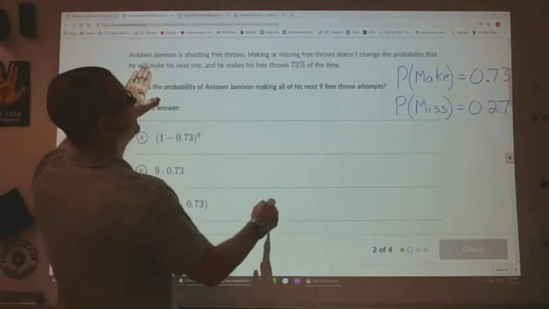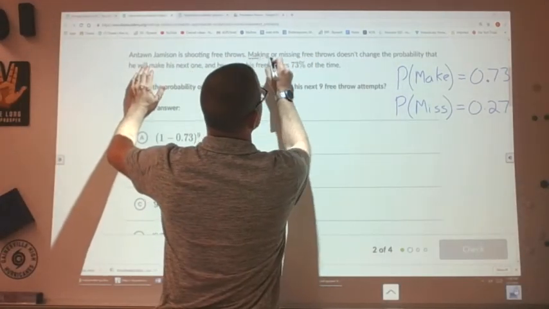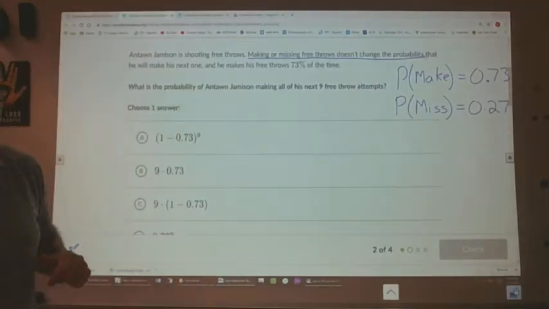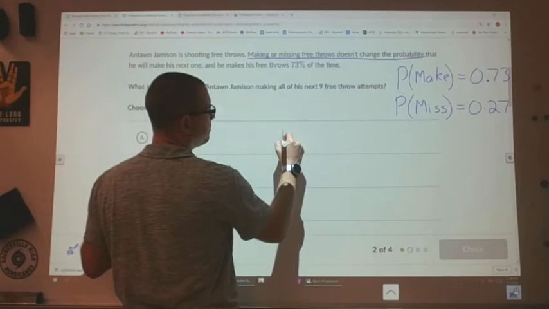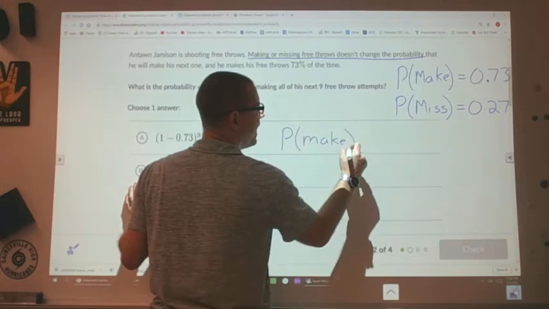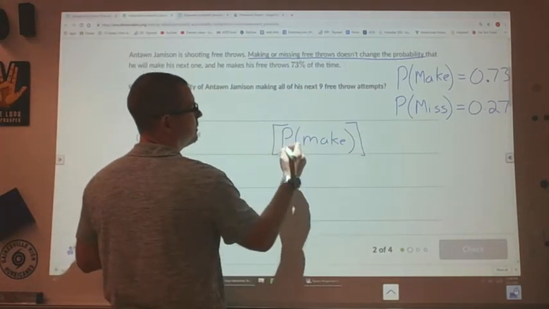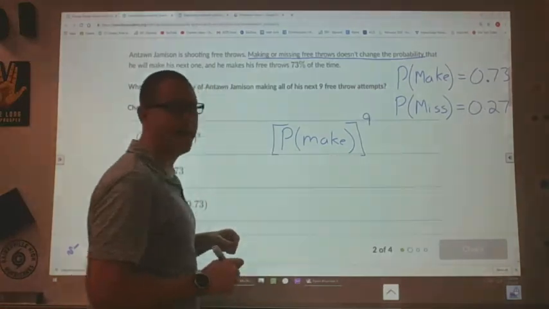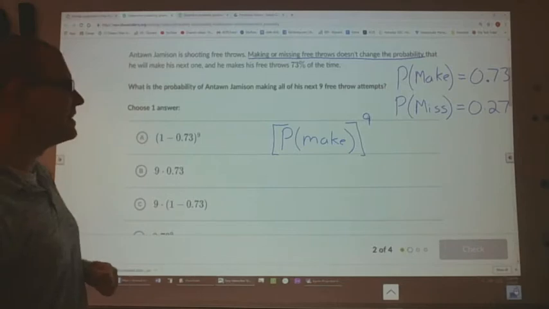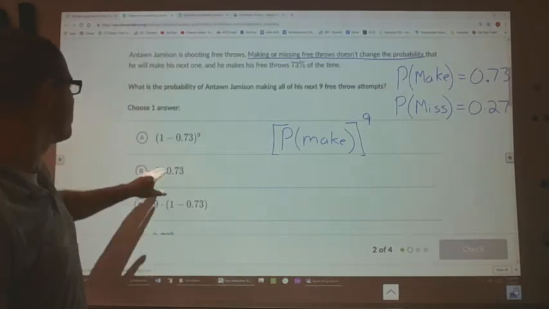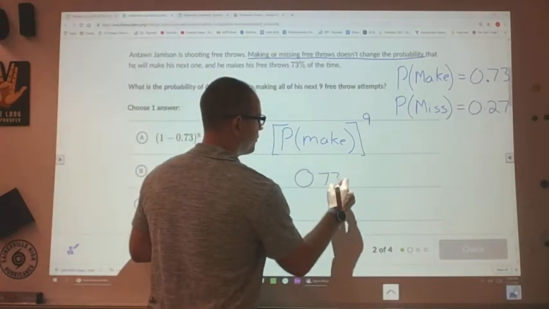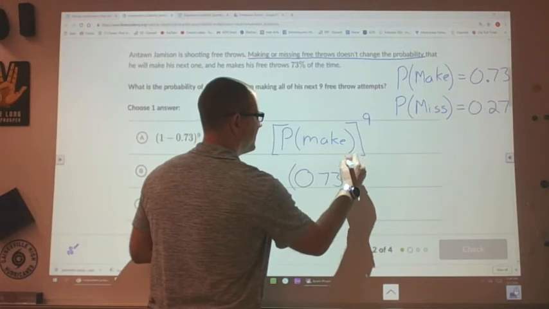Well, they told me that making or missing his free throws doesn't change the probability. So that tells me they're independent. So all I have to do is multiply the probability of making it 9 times, which is an exponent. Repeated multiplication is an exponent. So we're going to do the probability that he will make it 9 times, which is 0.73 to the 9th power.